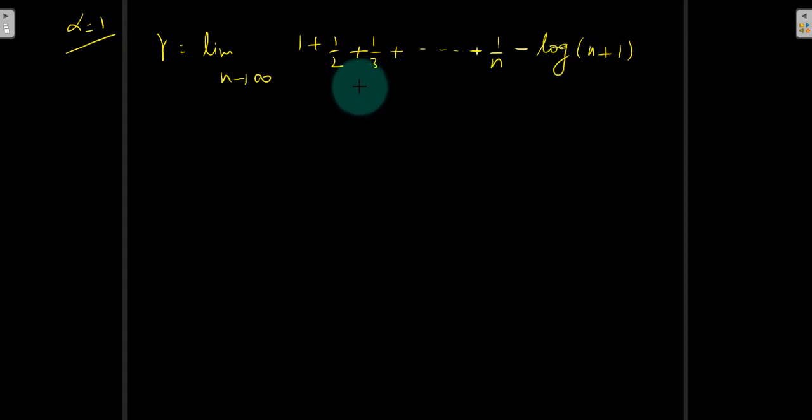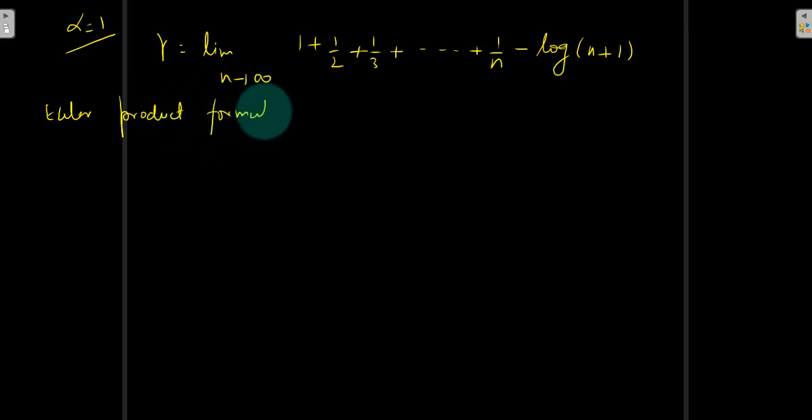Now we move forward to the Euler product expression or formula for the gamma function.